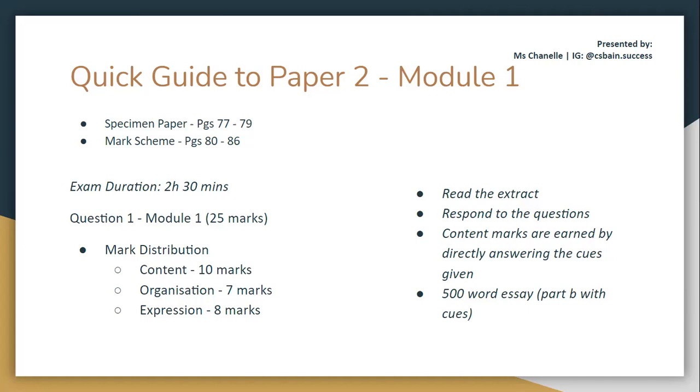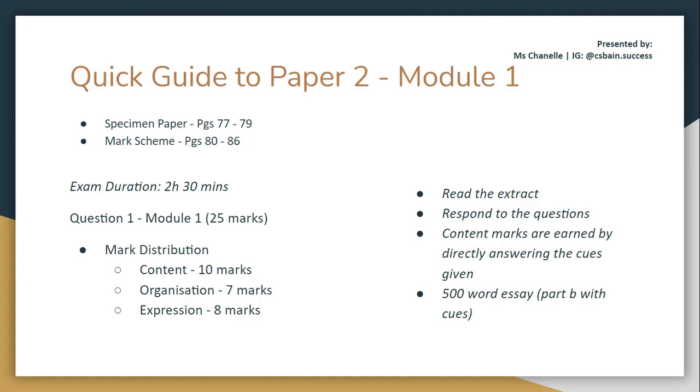What you're seeing on the screen is the mark distribution. The content, meaning the actual facts that you are going to have to know for module one to integrate and form the basis of your answer, works out to be 10 marks. This is based on the specimen paper, by the way. 10 marks should be the average for that. Your organization, meaning how you frame the response, works out to be 7 marks. And your expression is 8 marks.